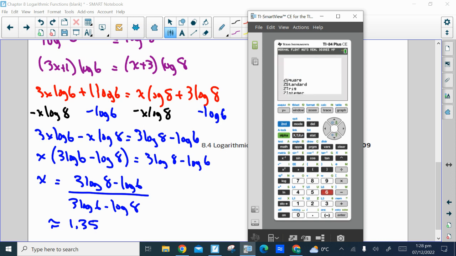Zoom 6 to set our windows to their standard settings, because we found an answer of 1.35, which we can't actually see on our windows. So we have to make our y max quite a bit larger. So in Windows, let's make our y max, I don't know, 200, and change the scale to, let's say, 20. Now we'll hit graph and see if we see the point of intersection. Still not quite. Maybe we'll try zoom fit, zoom 0.